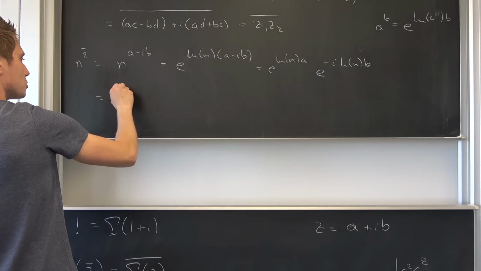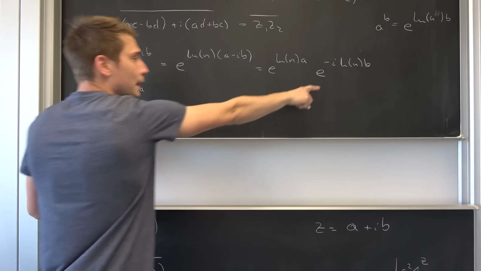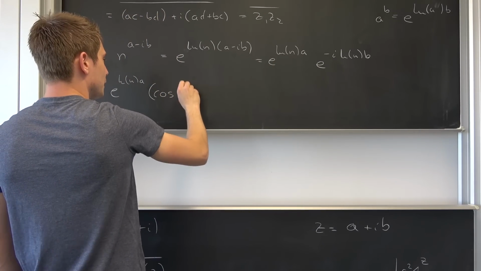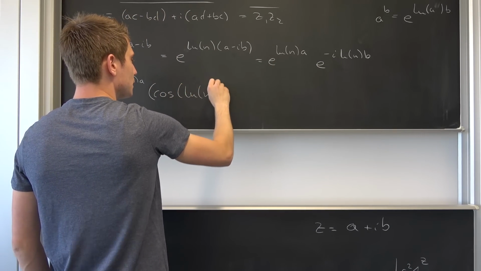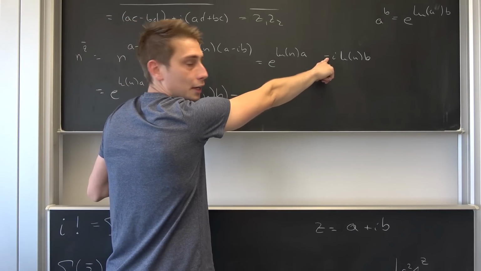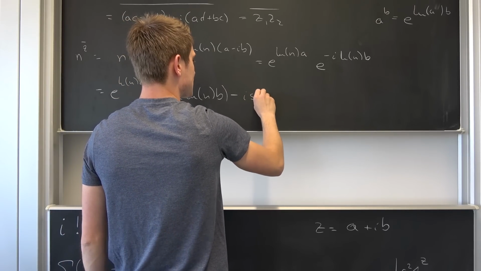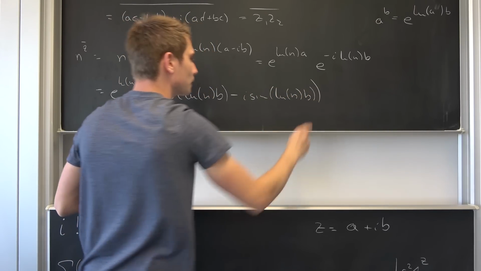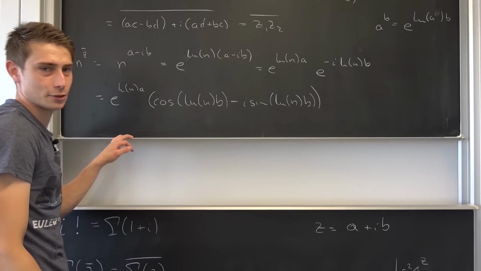So that's e to the natural log of n times a. And this thing right here is going to be a to the cosine of natural log of n times b, and then minus, because it's the negative branch right here, i times the sine of natural log of n times b. Now, how can we continue from this right here?